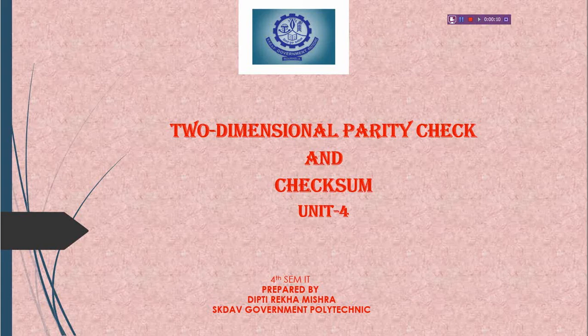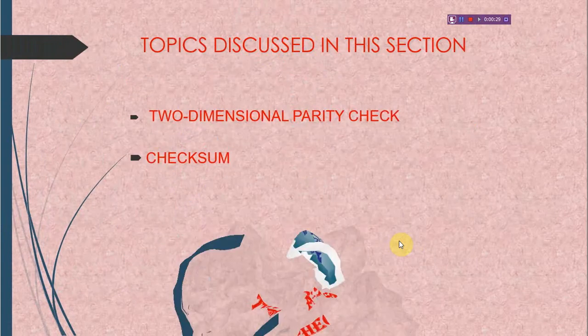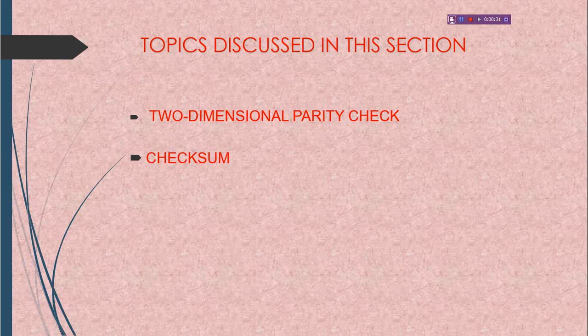In the previous class, I discussed an error detection technique, that is single parity check. In this video class, I will discuss two more error detection techniques, that is two-dimensional parity check and checksum. After completion of this video class, students will be able to know about two-dimensional parity check and checksum. So let us discuss that briefly.